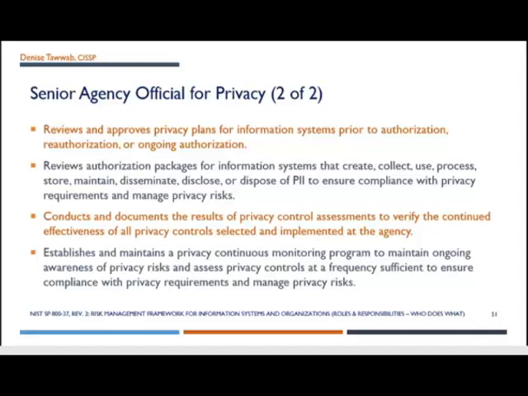They establish and maintain a privacy continuous monitoring program to maintain ongoing awareness of privacy risk and assess privacy controls at a frequency sufficient to ensure compliance with the privacy requirements and to manage privacy risk.